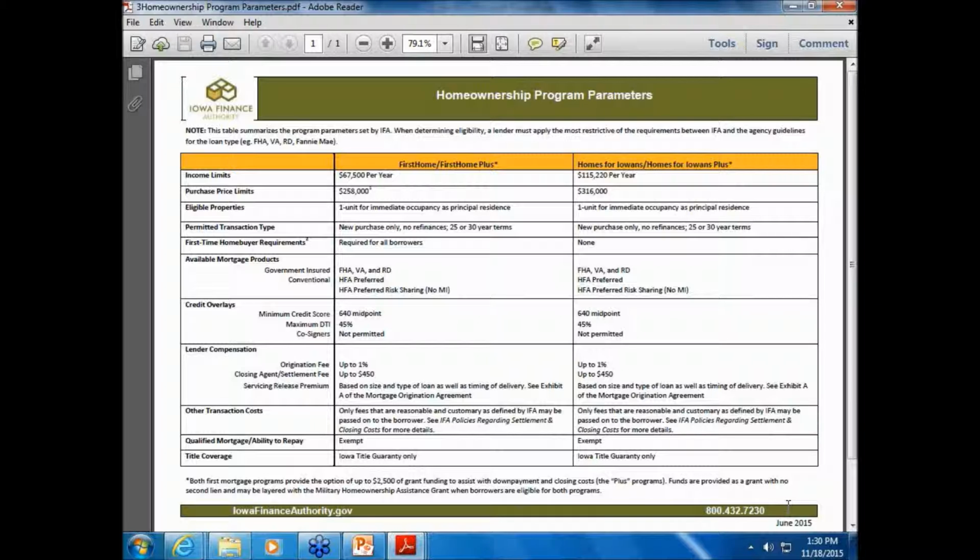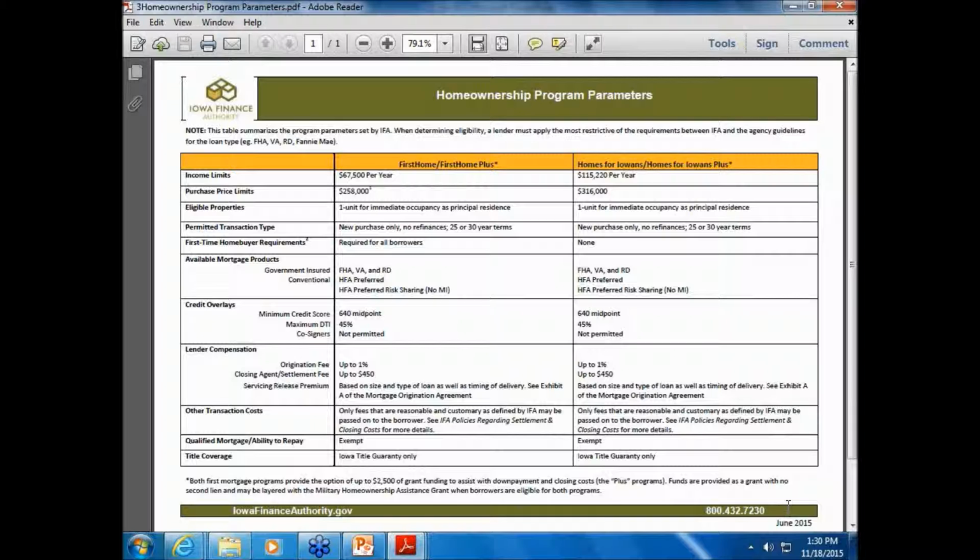The permitted transaction types that we allow, we do not currently have a refinancing program, and so we only allow new purchases, and our terms are limited to 25 or 30 years. So long-term financing is the only option for the transaction types.